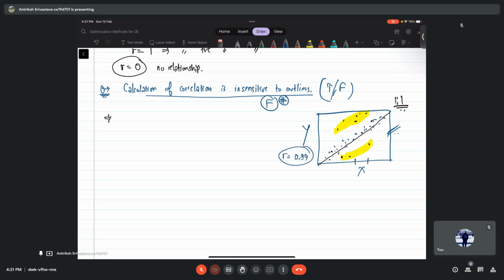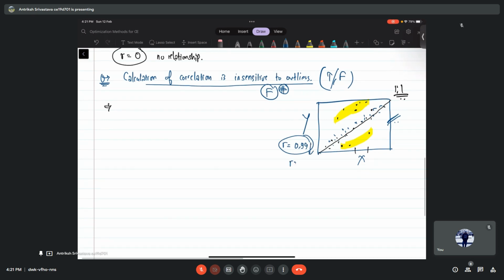But that is not going to be the case, because we have outliers here. So it will be less than this 0.199, it will be 0.85 or 0.8. So it will decrease because of these outliers. Okay, so one thing to note.